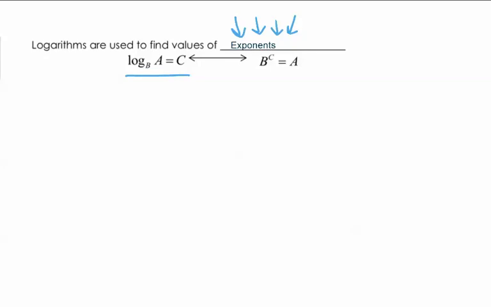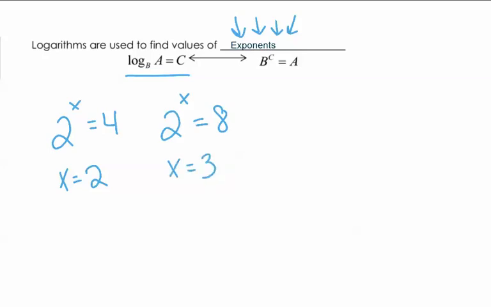Well, think about what we already know. We know that 2 to what power equals 4? Well, you know that x equals 2. And you know that 2 to what power equals 8? Well, we know then that x would equal 3. But what is 2 to what power equals 7? So we don't exactly know what that is. It's not a whole number, so it's not something we can do just in our mind. What we do know, what we can infer, is that it's going to be somewhere between 2 and 3.